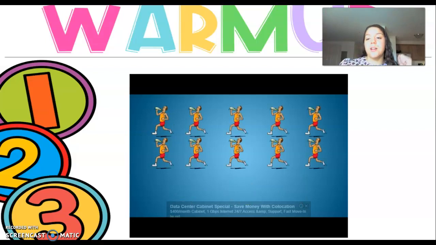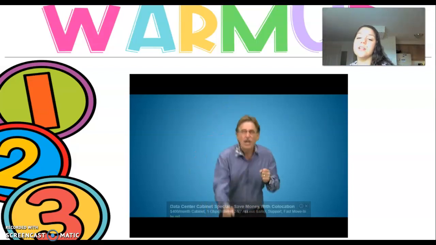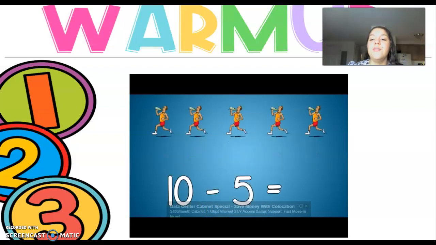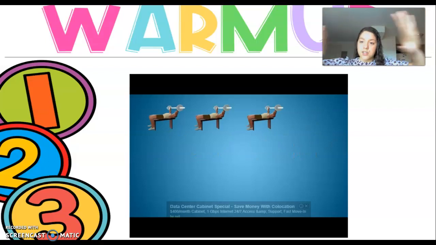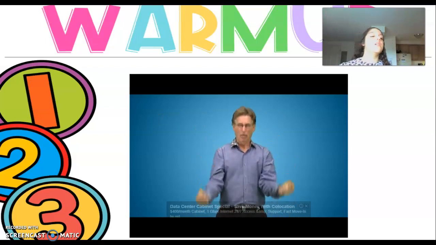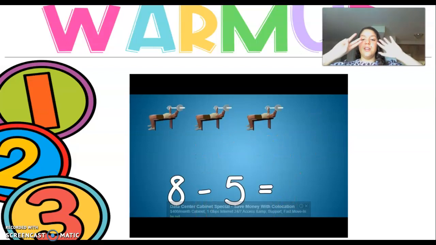10 fast runners are running in a race. 5 fast runners finish a record pace. How many fast runners are still running in the race? 10 minus 5 equals 5. 8 bodybuilders are pumping up some weight. 5 bodybuilders stop and take a break. How many bodybuilders are still pumping up some weights? 8 minus 5 equals 3.